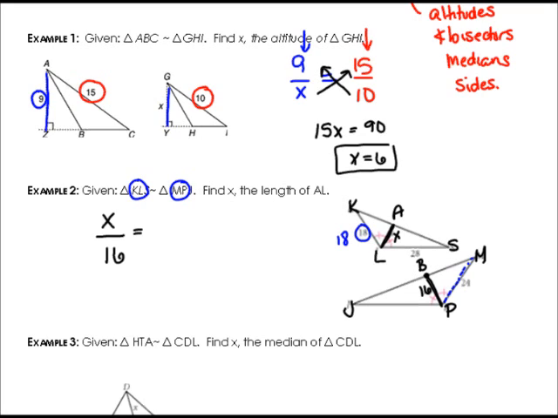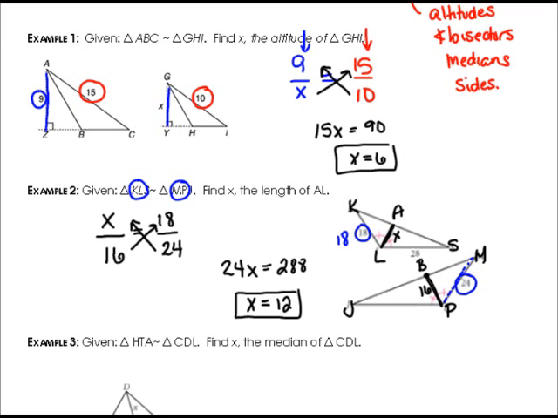Since we're going from triangle KLS to triangle MPJ, we already have the x over 16. I'm going to then set that equal to 18 over 24, because the 24, the MP, goes with the KL. Now once I have this set up, I can just go ahead and cross multiply. When I cross multiply, I get 24x is equal to 288. Solve for x, and you get 12.